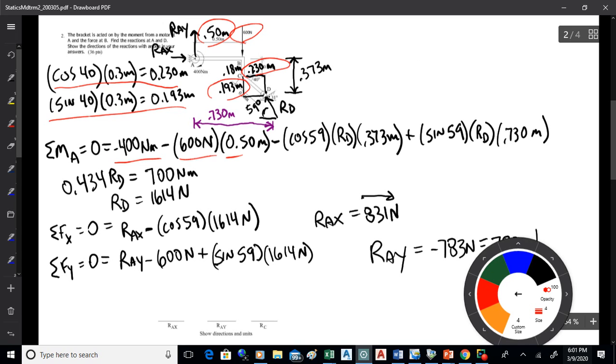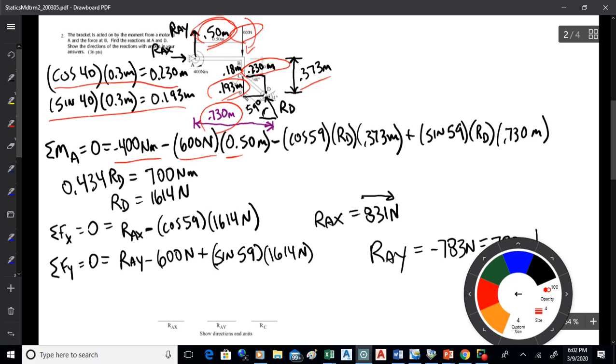Now it's handiest to have just a simple set of dimensions from A to D. So 0.5 and 0.23 get 0.73, and 0.18 and 0.193 get 0.373. So those are the dimensions from A to D. All right, so we've got the negative 400 from the motor. We've got the 600 times 0.5, negative for this force. Then we have these forces of RD.